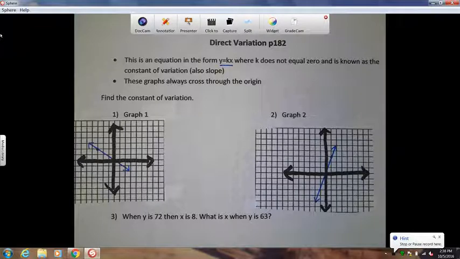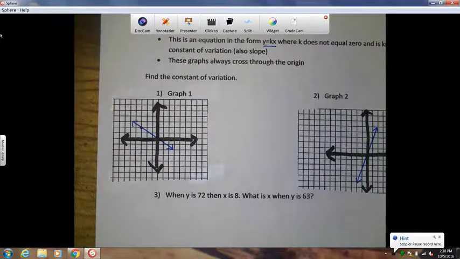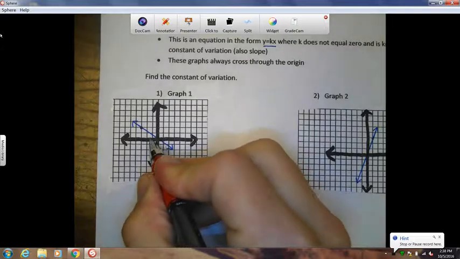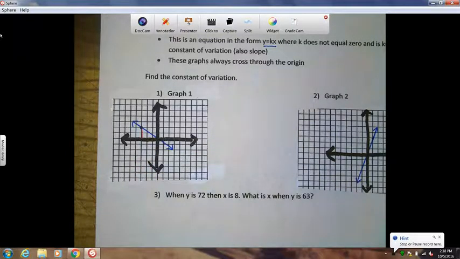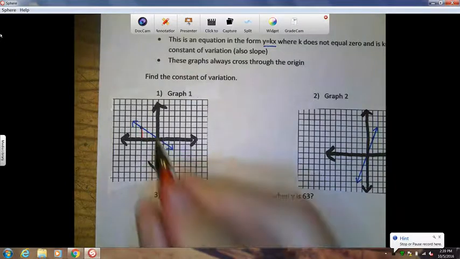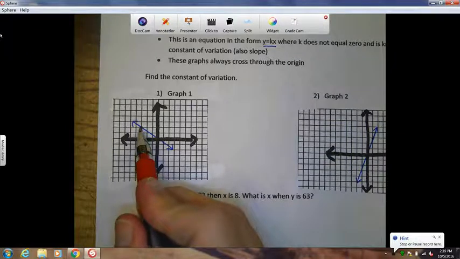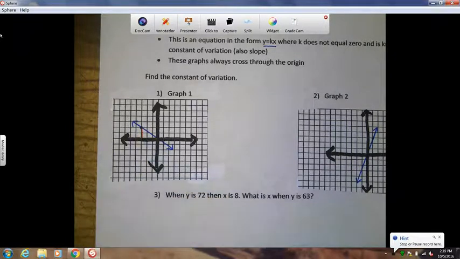So let's look at number 1. We need to find the constant of variation. Constant of variation is slope. So all I need to do is find 2 points that my line goes through, and it's hard to see this one right here, but it's the origin, because it always goes through the origin. Always start with a point on the left first, so you're moving left to right, go up or down, and I'm just going to count the boxes.